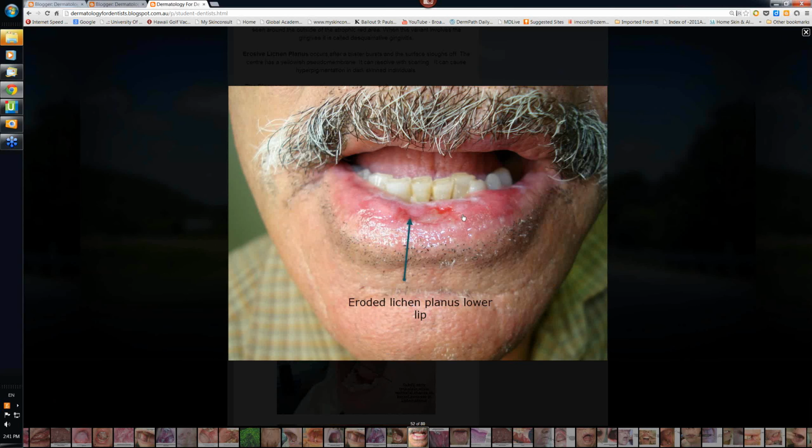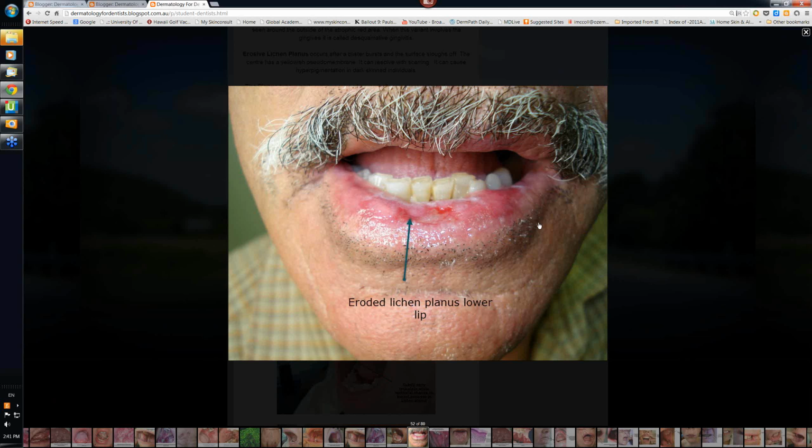There's lichen planus on the lower lip. I mean, I couldn't diagnose that definitively as lichen planus. I'd look at that and I'd say, well, is that a skin cancer? Is that an SCC? Is this leukoplakia with an SCC? So I'd be biopsying that first to see what the histology shows.